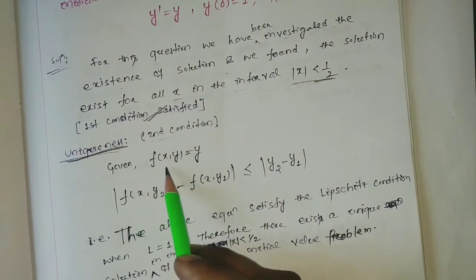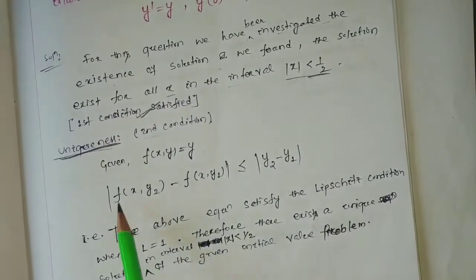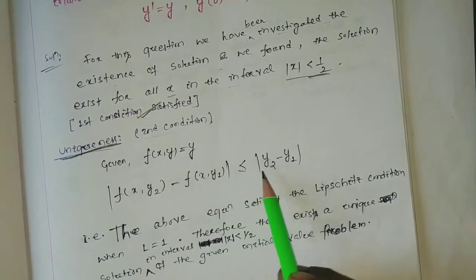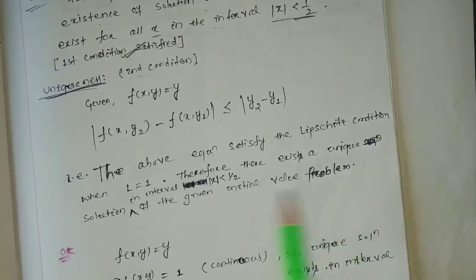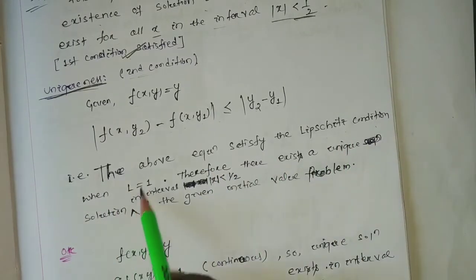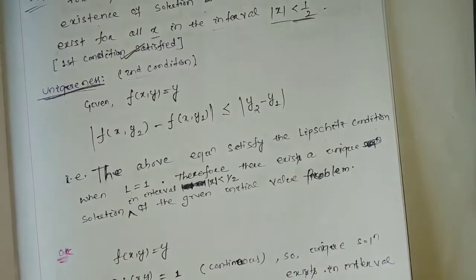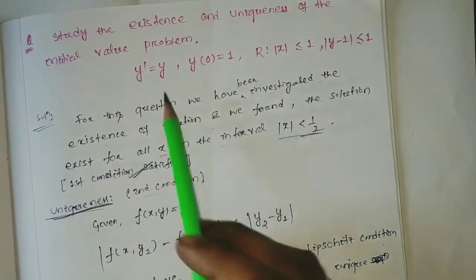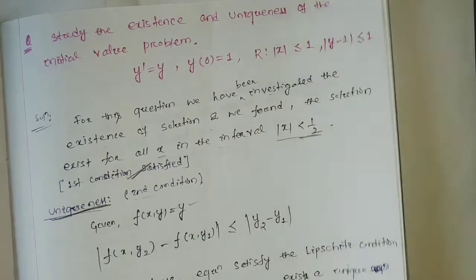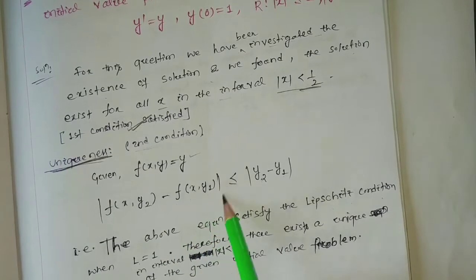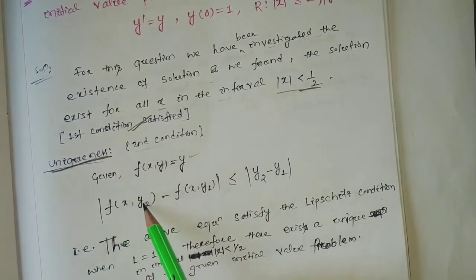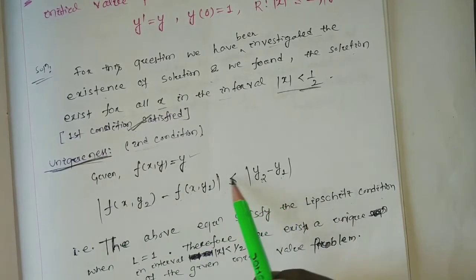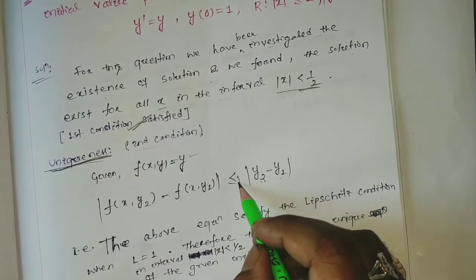Here the given f(x,y) is nothing but y, and now if we consider |f(x,y2) - f(x,y1)|, it will be less than some constant times |y2 - y1|. The above equation satisfies the Lipschitz condition when L equals 1, because here the function f(x,y) is nothing but y. For f(x,y2) the value will be y2, and for f(x,y1) the value will be y1, so |y2 - y1|. This value is less than or equal to 1 times this much.